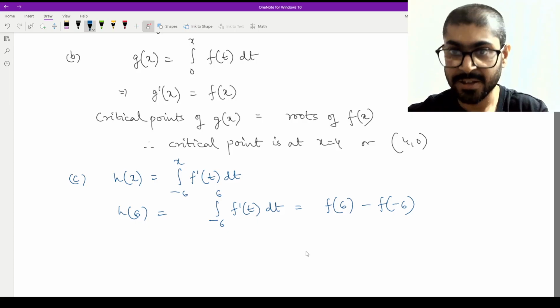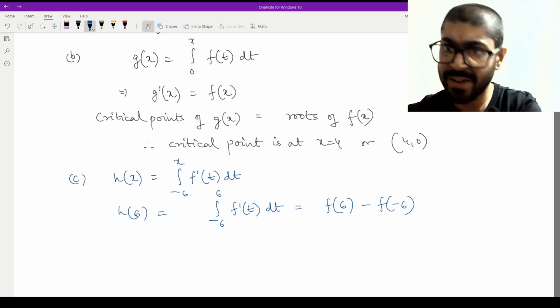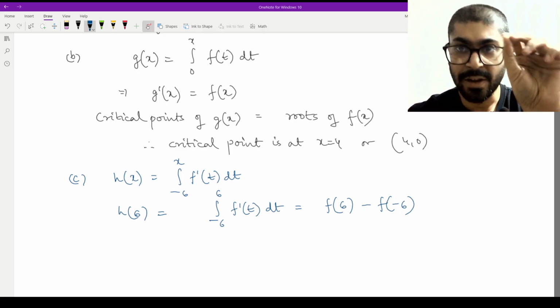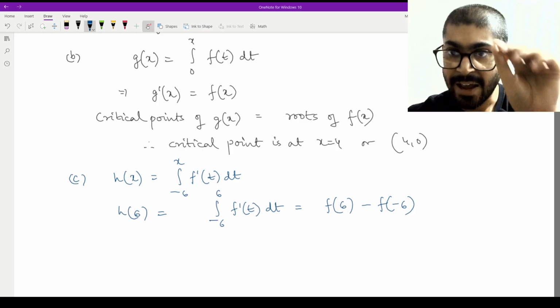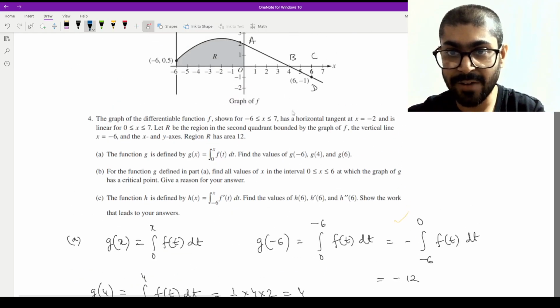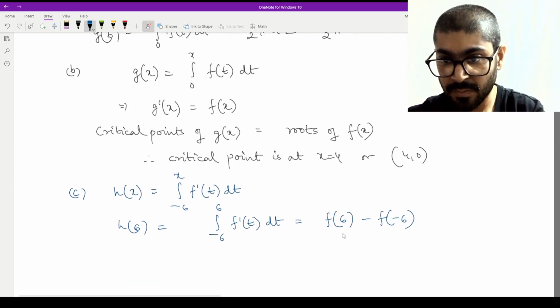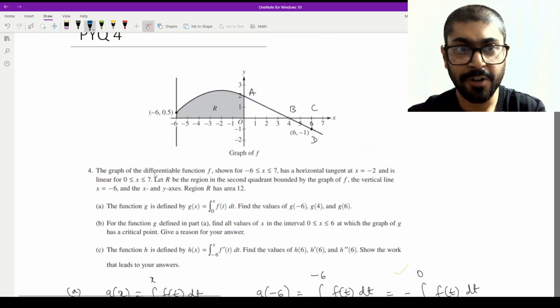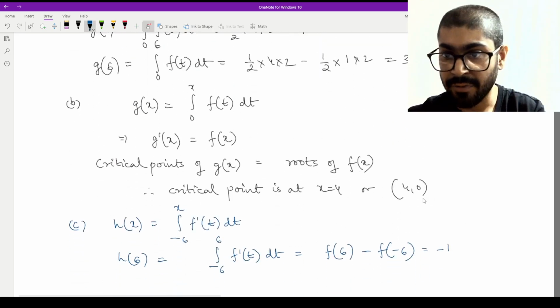So what is f6? f6 means the x coordinate should be 6 and we have to calculate the y coordinate, because y is the dependent variable, right, and x is the independent variable. So coordinates of a function are x comma f(x), or if we set y equal to f(x), then it's x comma y, right? So if it is x comma f(x), then at x equal to 6 we would have to calculate the y value. At x equal to 6 the y value is minus 1, and at x equal to minus 6 the y value is half.